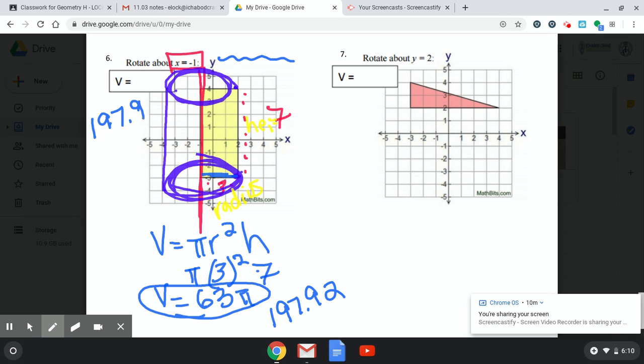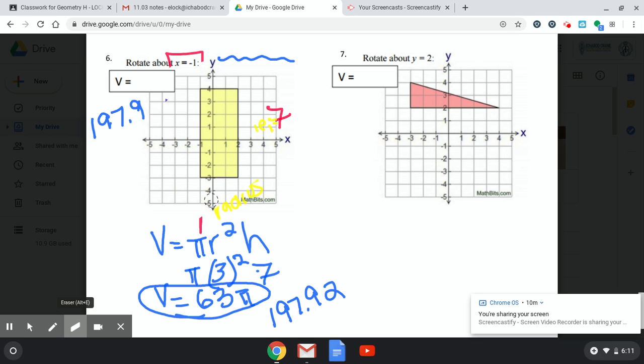Again, the radius was 3 units because the length of that rectangle was 3. Its whole diameter would have been 6. And the height was 7 boxes tall. Now, if they asked us to rotate around a different axis, our volume would have completely changed. So I just want to explain that for a second.